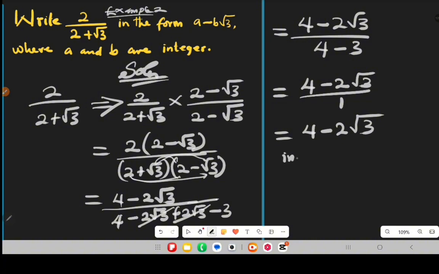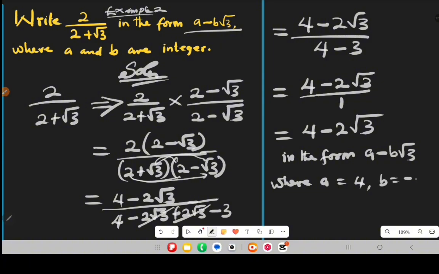In the form a minus b root of 3, we go back to the question, where a is equal to 4 and b is equal to minus 2 as the final answer.